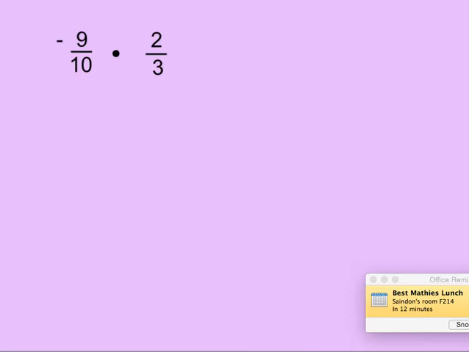Okay, so now I'm going to show you the answer that you should have gotten. If you do -9 times 2, the answer should be -18. If you do 10 times 3, the answer should be 30. And then you just have to remember to simplify. You're going to get it wrong unless you simplify.